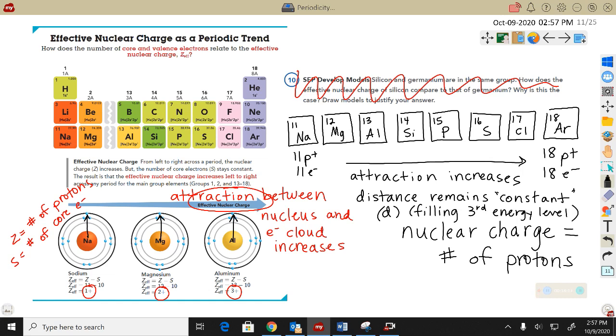Now that might be different if we were putting electrons in different energy levels. Then yeah, I'm going to have to take the distance between the nucleus and the outer energy level into consideration. But not when I'm going across. Then all my electrons are going in the same energy level. I'm just filling the 3rd level. So essentially they're the same distance from the nucleus. And so then the main reason why the attraction increases is because I've got more positive protons in the nucleus and more negative electrons in the electron cloud.